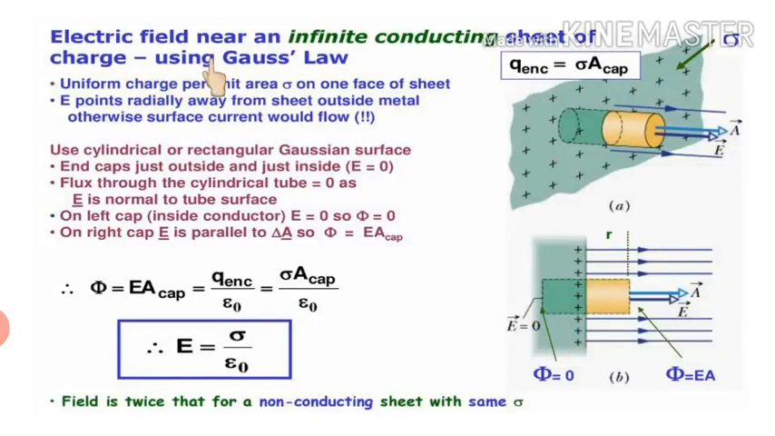The next application is the electric field near an infinite conducting sheet of charge. Here we are talking about a sheet of charge, so we will talk about surface charge density sigma. Now the sheet is infinite conducting. It is not a thin sheet. It is infinite conducting, so all the charge will come on the surface. So inside no charge will be there, and if no charge is inside, flux will be 0.